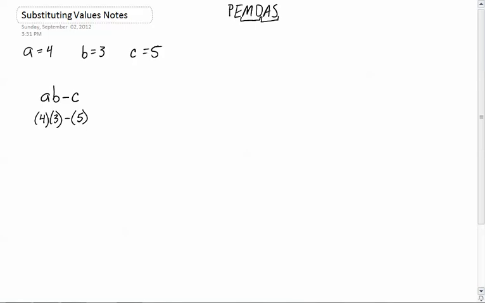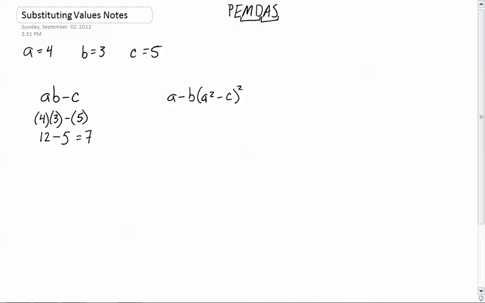So I see some multiplication here. There's no parentheses or exponents, so we'll do the multiplication first, which is 12. And then I see addition, subtraction. There's some subtraction. Now that I've done this, I can simplify. Minus a 5 in parentheses is the same thing as just a minus 5. So 12 minus 5 is 7. We've simplified that expression. All right, let's look at another one. Maybe a little bit harder this time. So let's go A minus B times A squared minus C all squared.